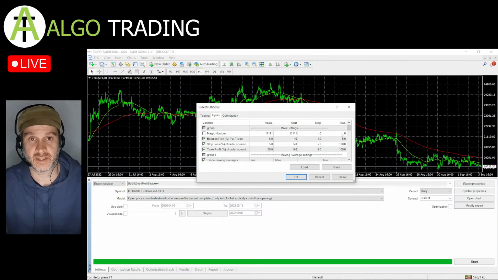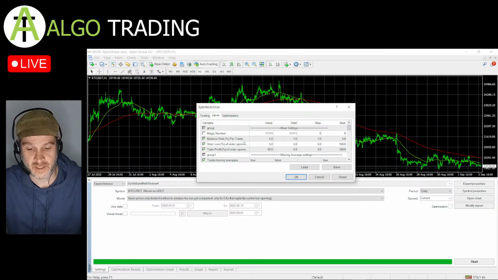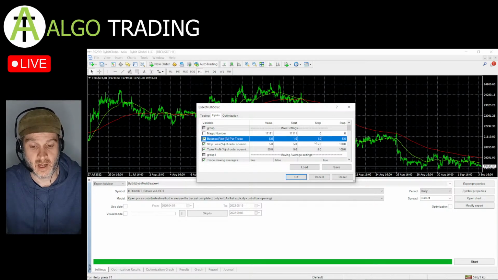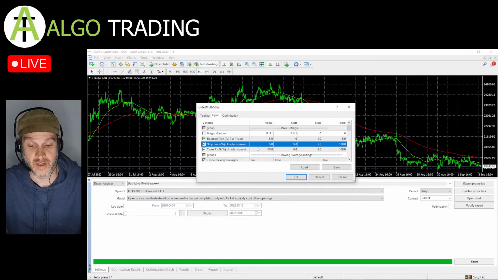So these are the properties that we're going to optimize for. We're going to check the balance. So we're going to start at 1% of loss. We're going to go up in steps of one, and we're going to go up to 5% max loss per trade. Then our stop loss, we're going to go up in percentage as well. We're going to start at 5, go up in steps of 5, and go to 100.